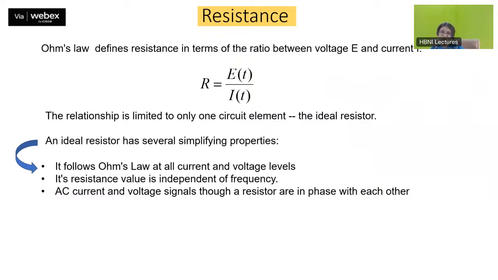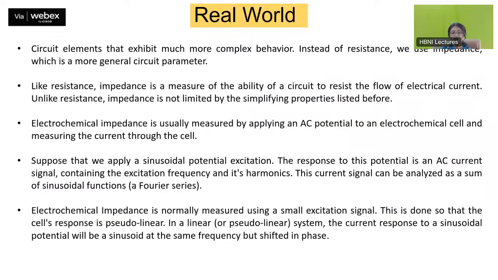Coming to very basic definitions, we'll start with the basics of EIS. Ohm's law defines resistance as the ratio between voltage and current. Everybody knows that. This relationship is limited to only one circuit element, the ideal resistor. This is an ideal system. So what does an ideal system do? It will follow Ohm's law at all current and voltage levels. The resistance value is independent of frequency, and the AC current and voltage signals through a resistor are always in phase with each other. That is the ideal case.